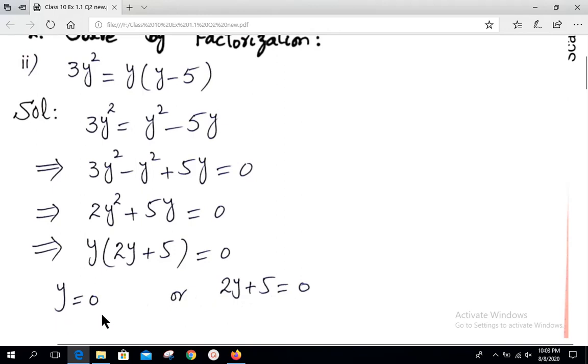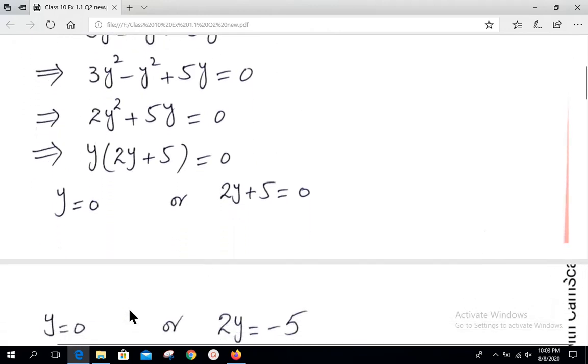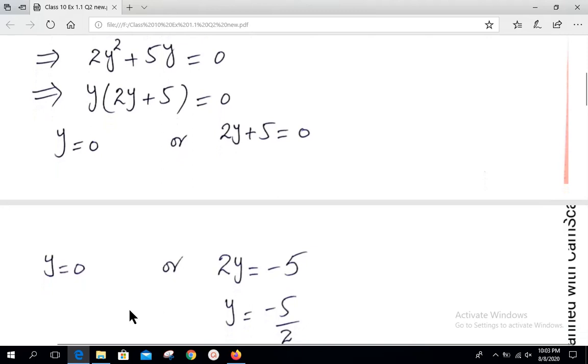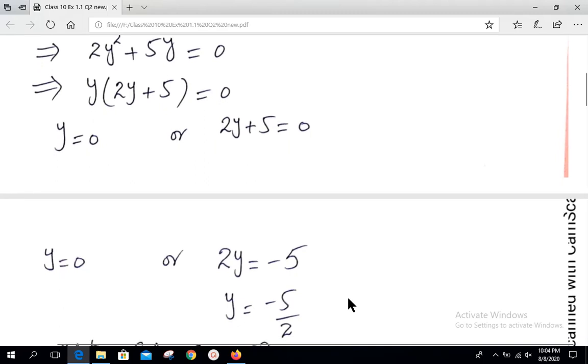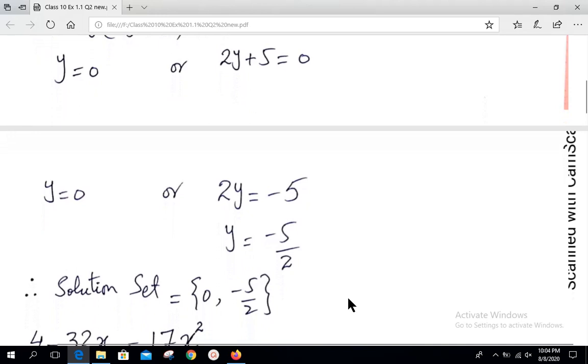The first one equal to 0 gives y is equal to 0, or the second one equal to 0 gives 2y plus 5 equal to 0. Solving it, 2y is equal to minus 5, and very easy, dividing both sides by 2, y becomes minus 5 over 2. Therefore, the solution set is 0, minus 5 by 2.